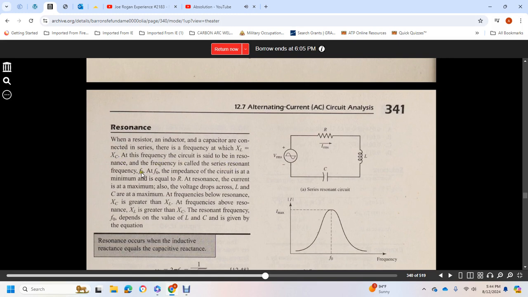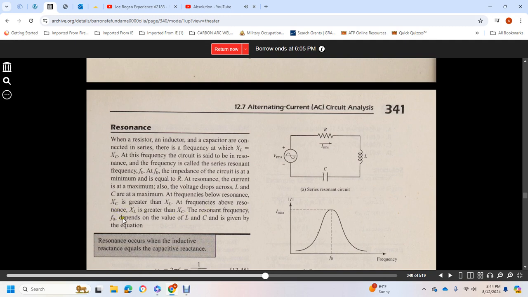This frequency is called the resonant frequency. At this frequency, the impedance of the circuit is minimum and equal to the resistance, with the maximum current, and the voltage drops across the inductance and the capacitance are maximum. At frequencies below resonance, the capacitance dominates the inductance. At frequencies above resonance, the inductor dominates the capacitance.